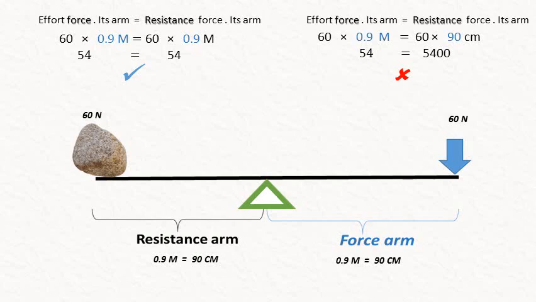On the other side, effort force times its arm equals resistance force times its arm. 60 times 0.9 equals 54. 60 times 0.9 equals 54. This is the right answer and this is the wrong answer. Don't forget that the resistance arm and the force arm must be in the same measurement unit.